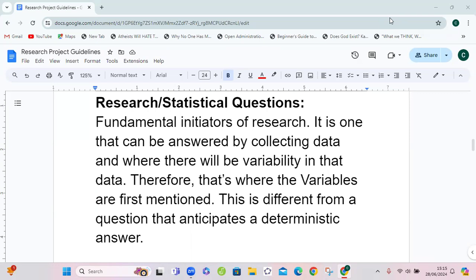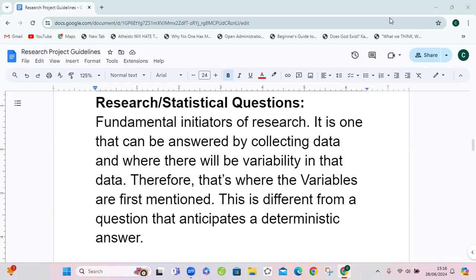A research question is different from a question that anticipates a deterministic answer. I normally call them simple questions. So for example, what is your age? That's a simple question. You can simply answer that question without doing any data collection. So a research question requires that you collect data in order to answer it. The simple questions are normally found in the questionnaire.